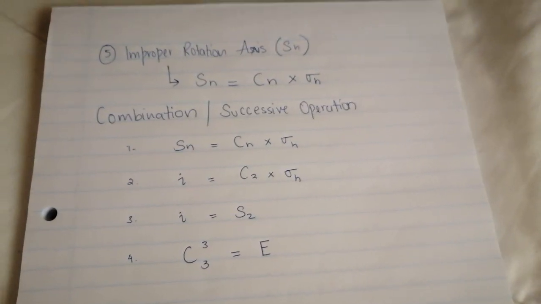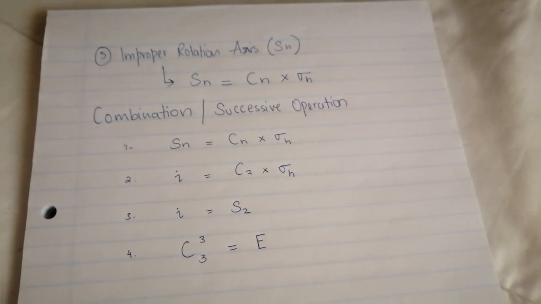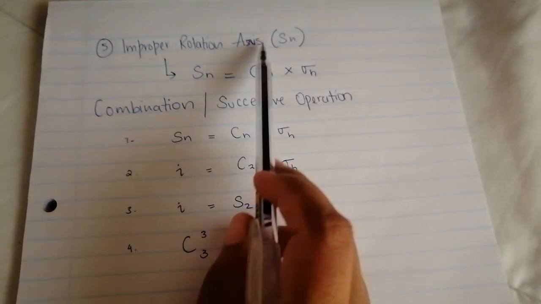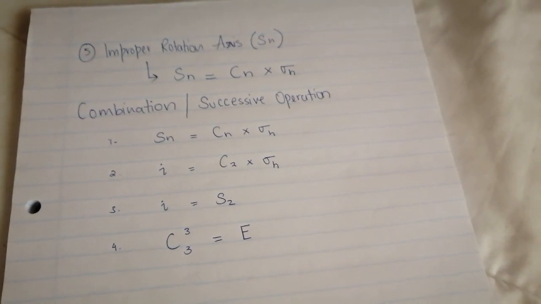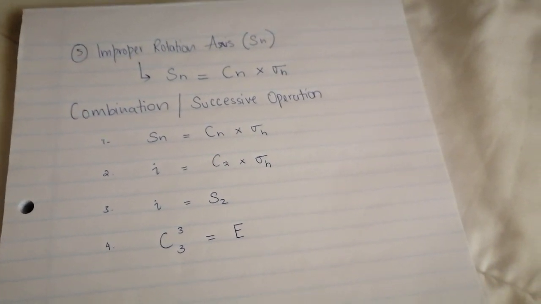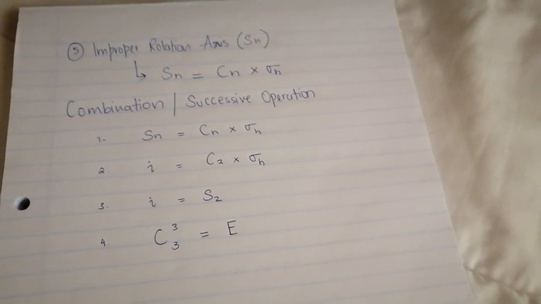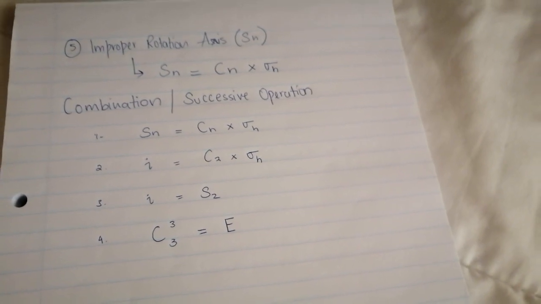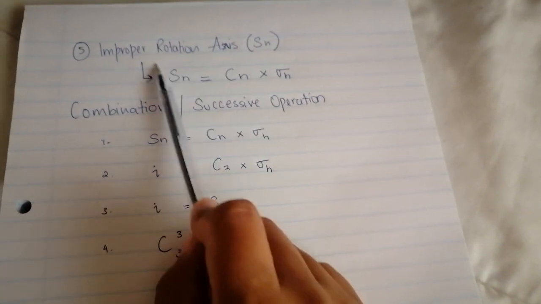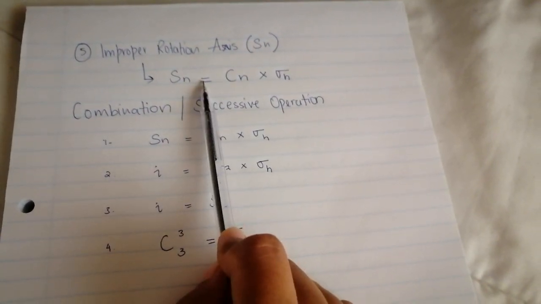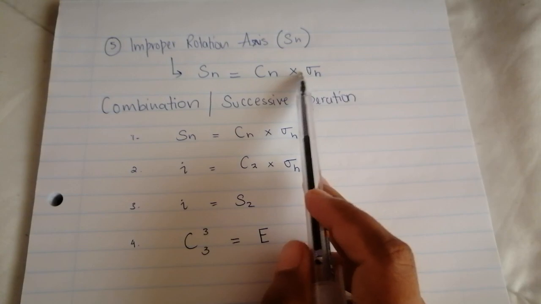Then the last element of symmetry is your improper rotation or improper rotation axis, which is given the symbol Sn. This is quite difficult to visualize. It is a combination of rotation with respect to an axis of rotation or principal axis, followed by a reflection through a plane perpendicular to that of the Cn or proper rotation. So I have given you the equation. Sn, improper rotation axis, is the mirror plane, horizontal plane.